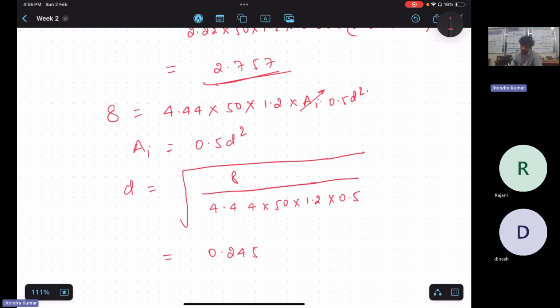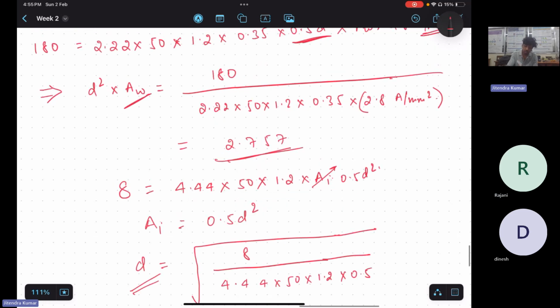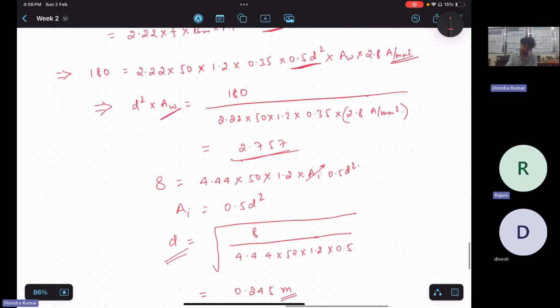I hope it is in meter or millimeter. I think meter. It should be meter because we haven't taken any other unit in the direct equation. Now we are done with the value of d. So can we calculate area of window now? Is there any doubt till this point? Otherwise, we can explain here.